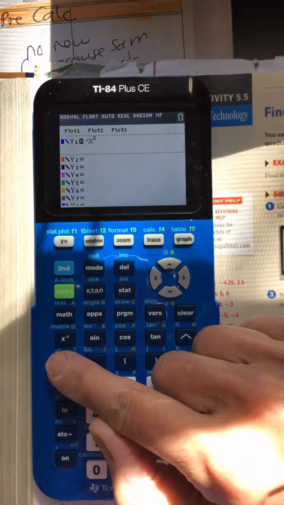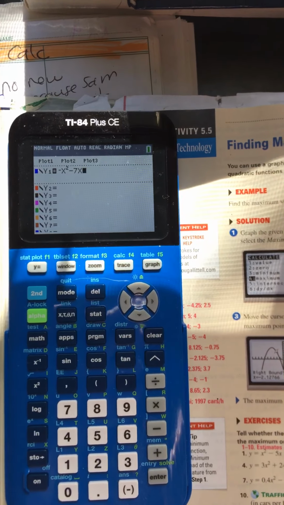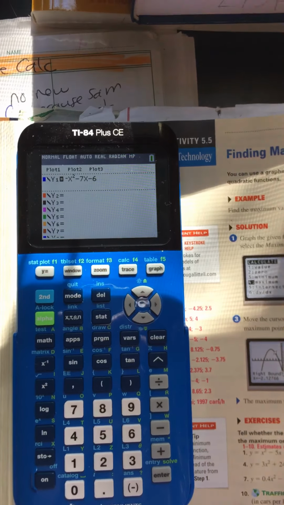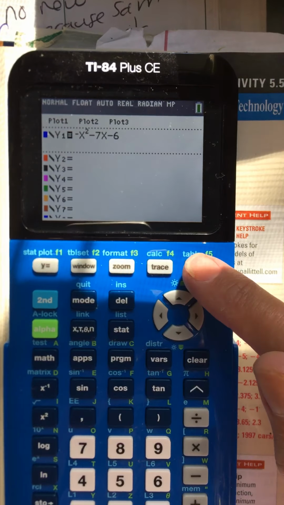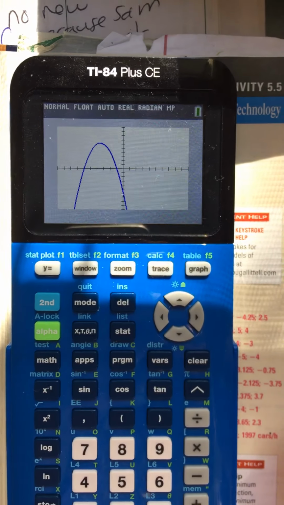Okay, so I use negative before the x because it was at the beginning. But the next term is minus 7x. Minuses go in the middle. Minus 7x, and you can remember that because minus and middle both start with the letter M. And then minus 6. That's my equation. So now I'm going to graph it. See that button right there that says graph? And there it goes. More fun with sound effects.